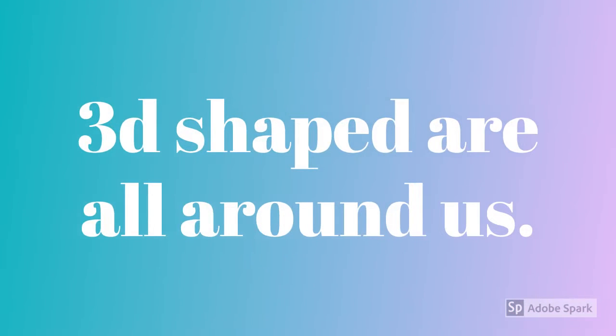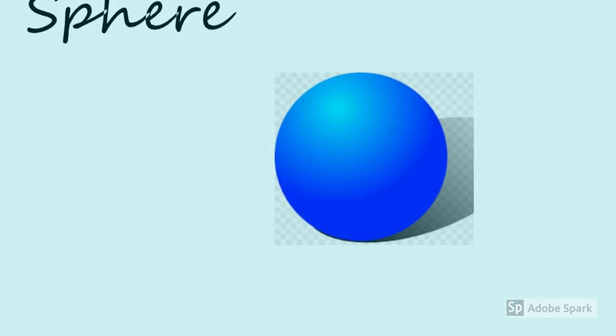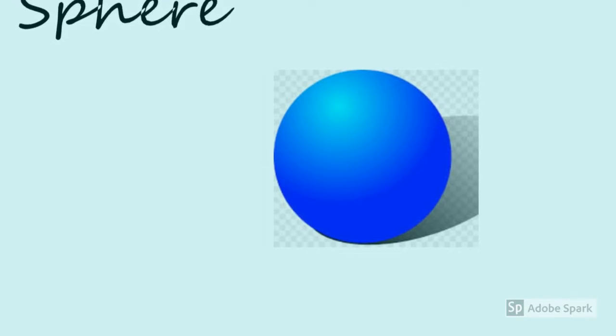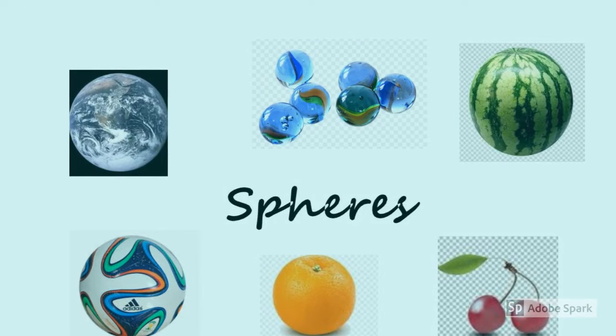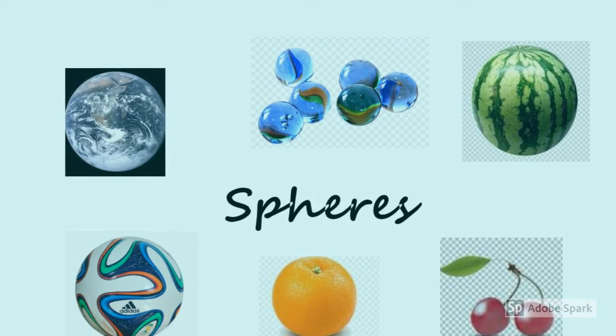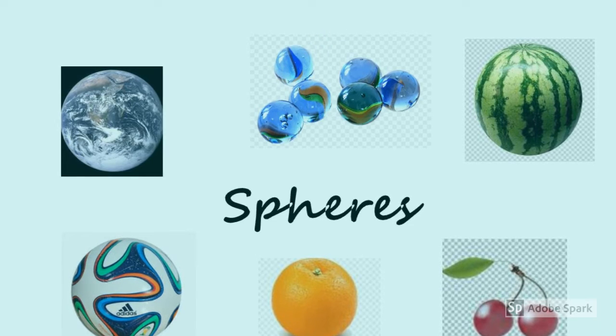There are a lot of 3D shapes around us. Today, I will teach you a few more. This shape is called a sphere. It is symmetrical. It has no edges or vertices, and it has one curved face. Do you recognize these spheres? They're round, they have a curved face, and no edges. Pause the video and see if you recognize any of them.